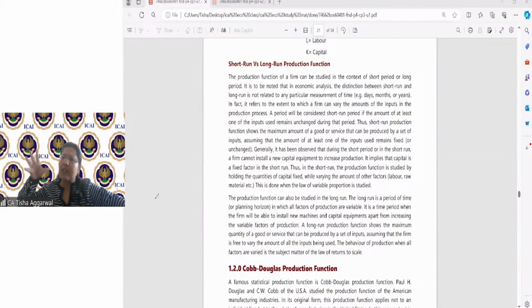So if 6 months is the time period which is long enough to even change the fixed factor of production, that is what is known as the long run production function. But if the time period is so brief, so small that I cannot change my fixed factor of production, only the variable factor of production can be changed, that is what is known as the short run production function. So I hope that must be mentally clear to everybody now. What is the short run production function and what is the long run production function?